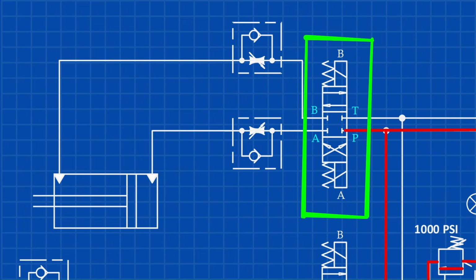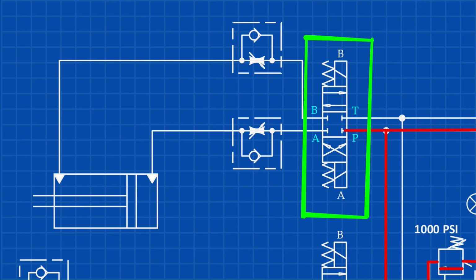The main ports are P, T, A, and B. P is connected to the pump and supplies pressure oil. T is the return path to the tank, and A and B connect to the two sides of the cylinder. If pressure flows from P to A, the cylinder moves in one direction. If it flows from P to B, the cylinder moves in the opposite direction. You don't need to memorize every valve symbol. Just ask two questions. Where is the pressure oil going?